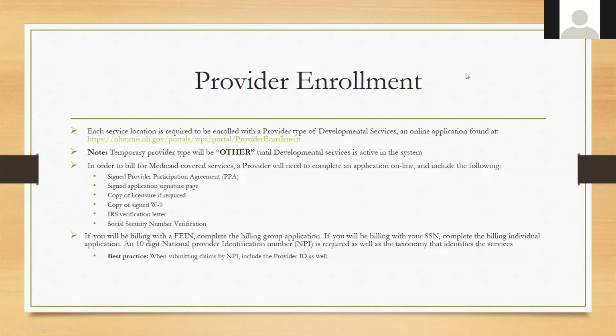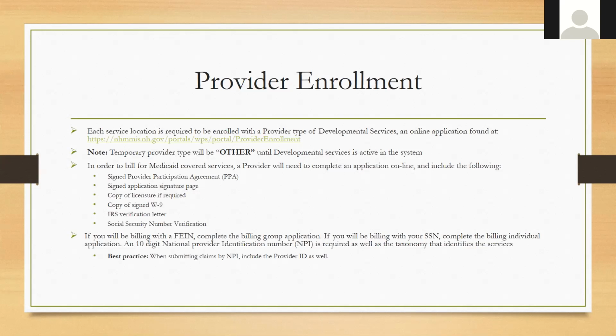So we're going to start right out with the provider enrollment. Each service location is required to be enrolled with a provider type, and the new provider type that's being developed is developmental services. It's an online application, and I've given you the web address to find it. It is all done through our portal of our MMIS system. And then there is opportunity to upload documents that are required for the enrollment.